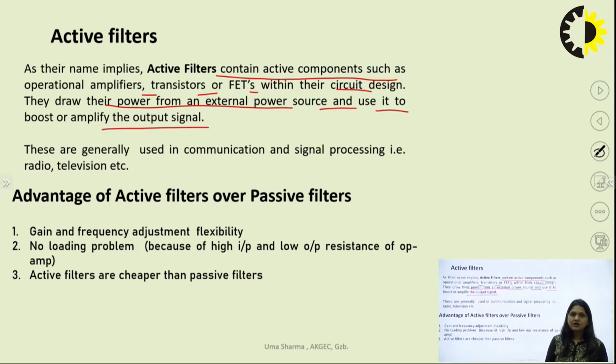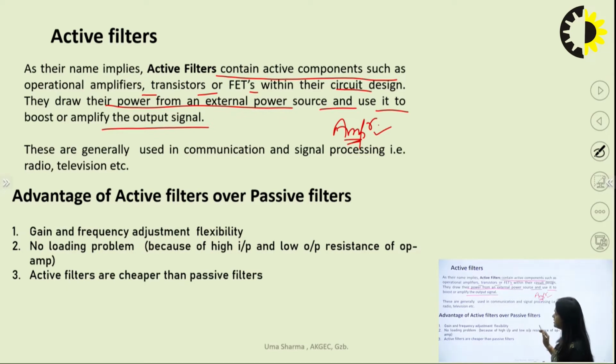The meaning of this is that active filters are capable of filtering out the frequency. That means frequency selection can be done using the active filter. Also, we can add a feature of amplification. So, active filters are filters which can select a specific band of frequency and can also amplify the amplitude of the signal, and they are capable of rejecting the remaining portion of the input signal.